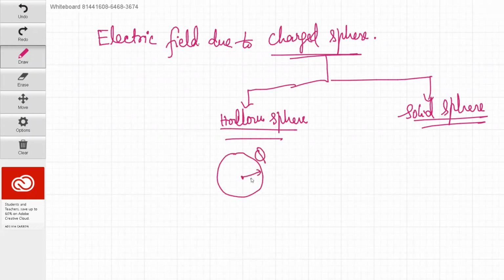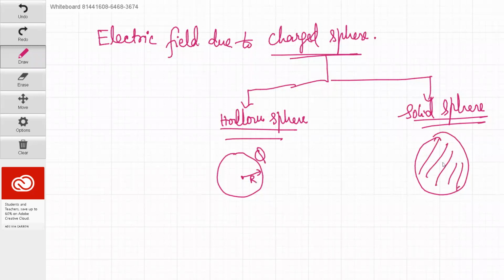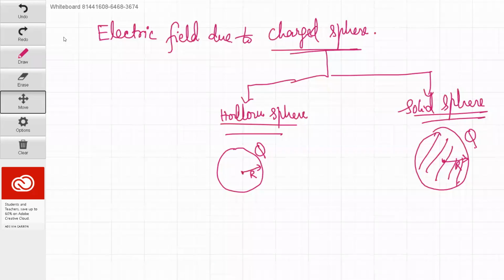Suppose its radius is R, and this is the solid sphere which is charged, having a radius R, and its total charge is also q. So first of all, we will study the hollow sphere.